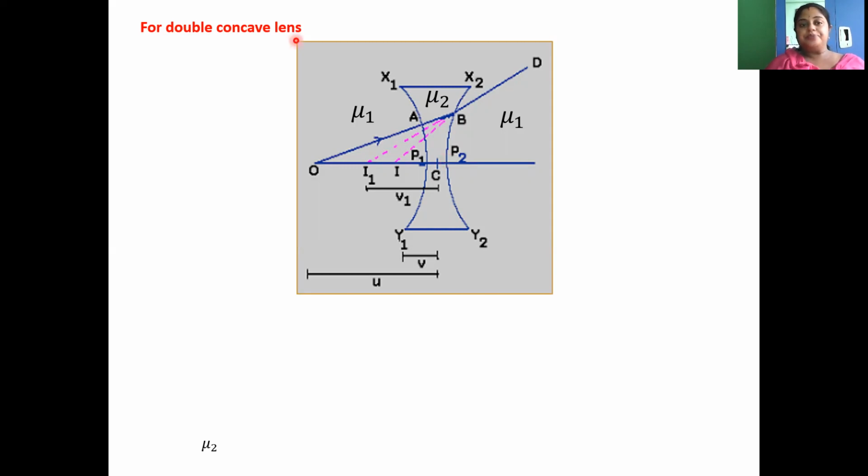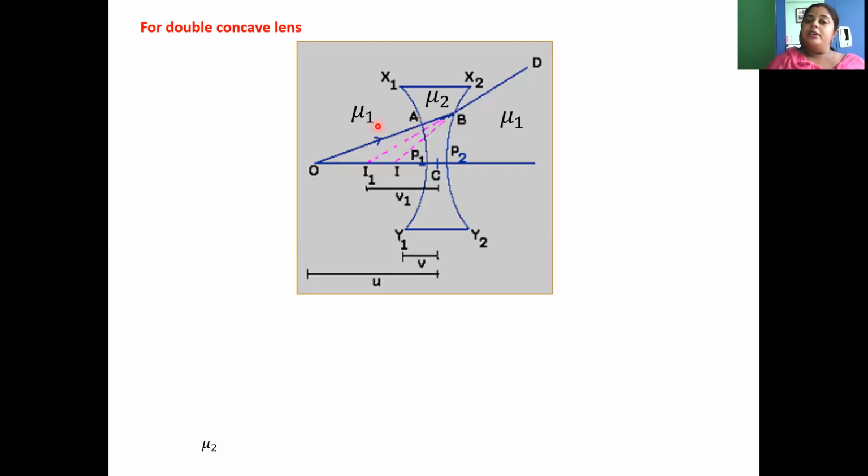Is it clear? Now see, here in the double convex lens, two surfaces are there, X1 P1 Y1 and X2 P2 Y2. First we will consider only the first surface, that is X1 P1 Y1. For this surface, O is the point object and a ray of light from O is incident at A. So we'll draw a normal here.